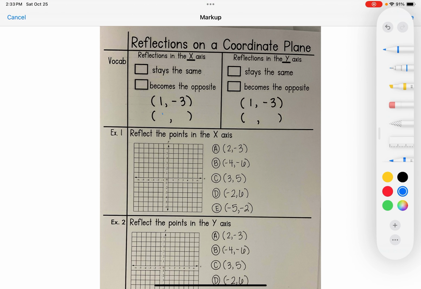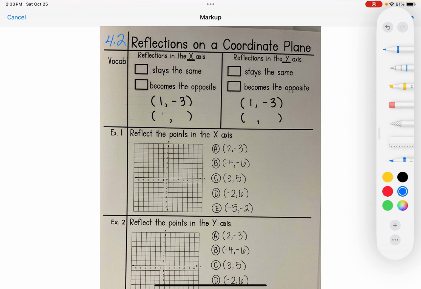Okay, hello everybody. Today we're going to do unit 4.2, reflections on a coordinate plane. Okay, so let's start off with some vocabulary.